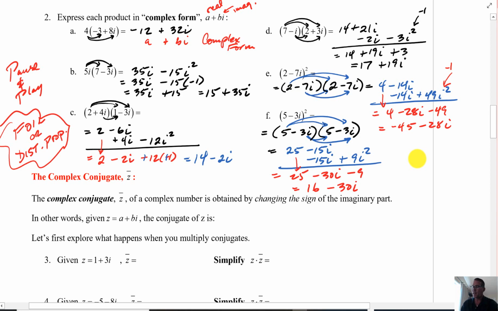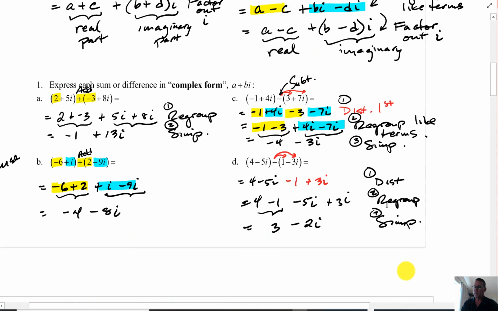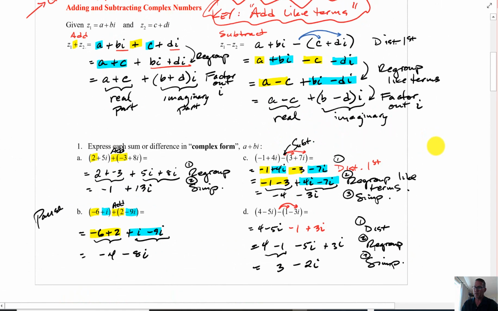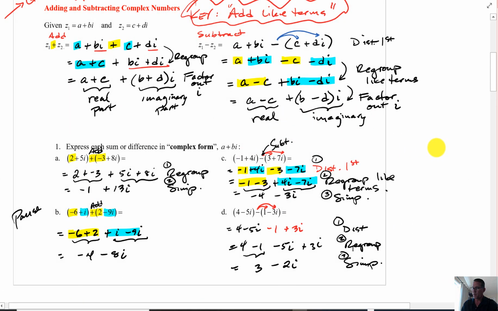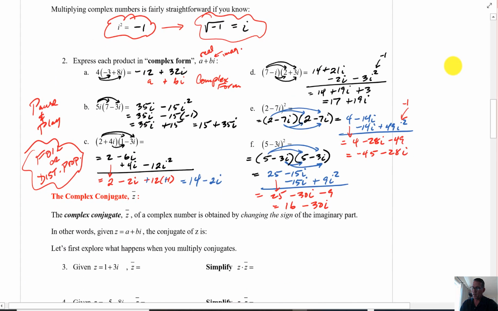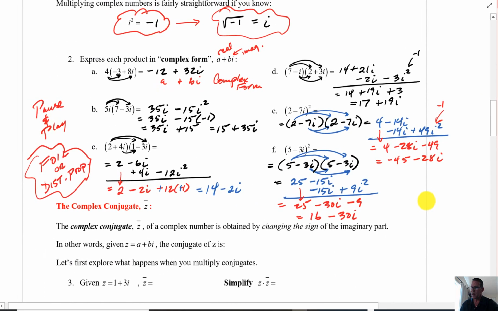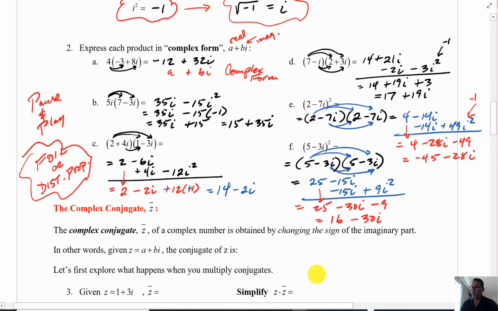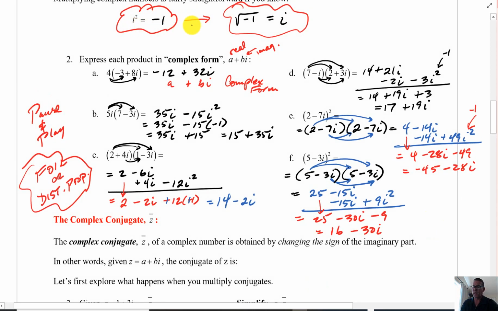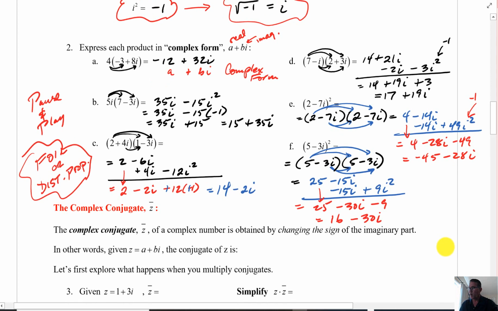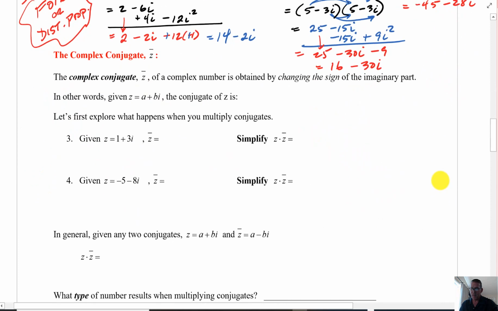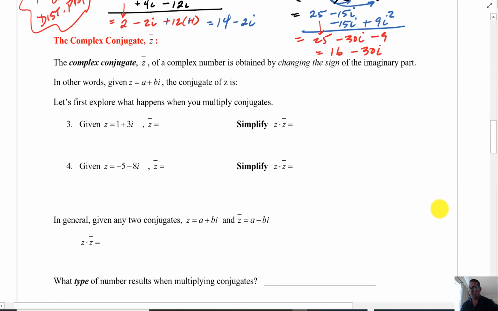Okay, so we did adding and subtracting first in the first set of operations right here. Key concept there is you simply add like terms, real with real, imaginary with imaginary. Then we talked about how to multiply complex numbers, and you need to know that i squared is negative 1. So when that happens, you just make that little substitution in your mind. And the next thing we need to do is talk about conjugates in order to be able to divide complex numbers.